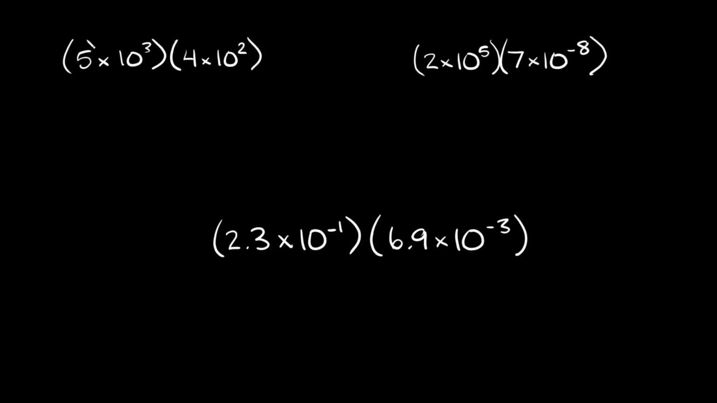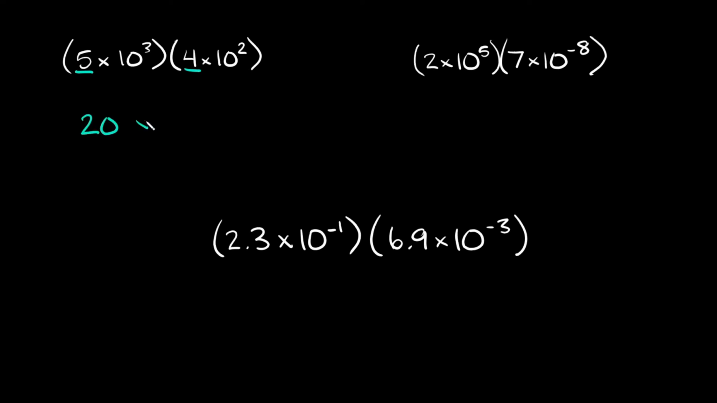The way you do it is, first of all, you multiply your leading numbers over here. So we have a 5 and a 4, right? What's 5 times 4? Since we're multiplying everything together, you just multiply those also. So 5 times 4 is equal to 20, okay?